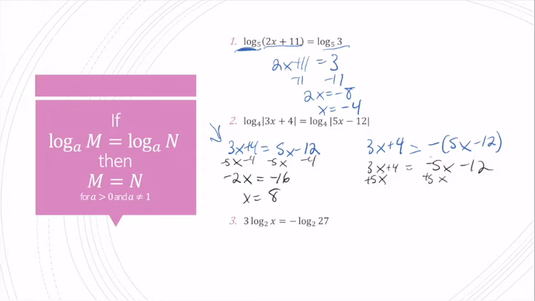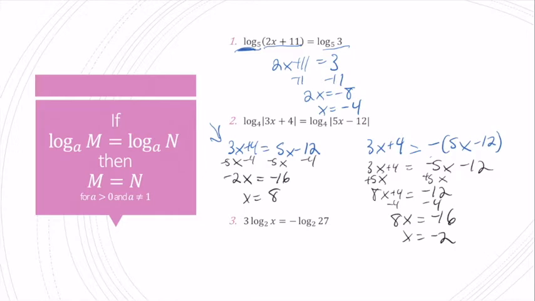That gives me 8x plus 4 equals negative 12. I go ahead and subtract 4 from both sides. I get 8x equals negative 16. Okay, so I have x equals negative 2.